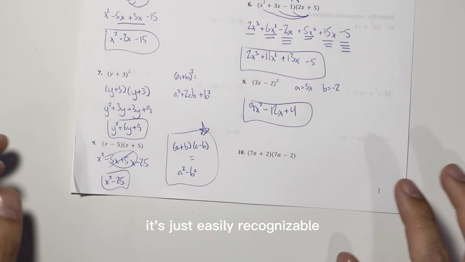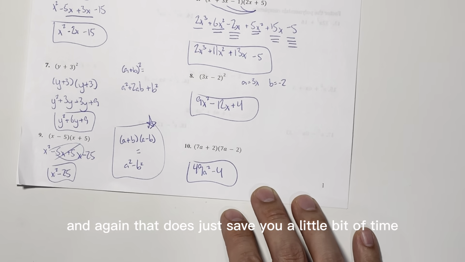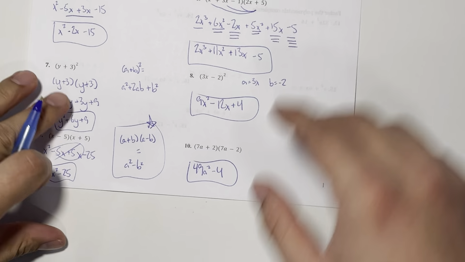And so if I know how to plug into that, in this case, a is 7a and b is 2, then I know this is going to be 49a squared minus 4. And again, that does just save you a little bit of time. Okay, moving on.